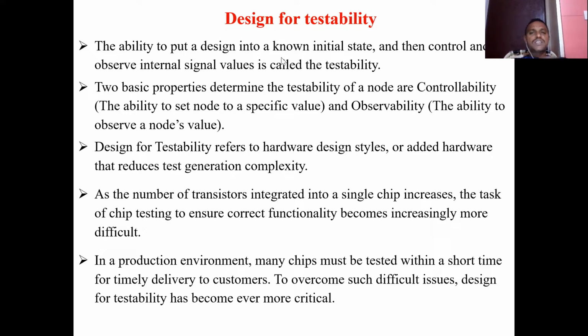For this testability, we have two basic properties, that is controllability and observability. What is meant by controllability? Controllability is nothing but controlling of any circuit by applying the input values, or the input states, or we can also call them the known test vectors or generated test vectors. That is controllability.